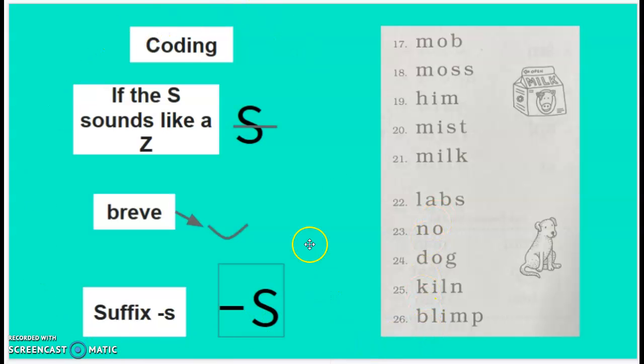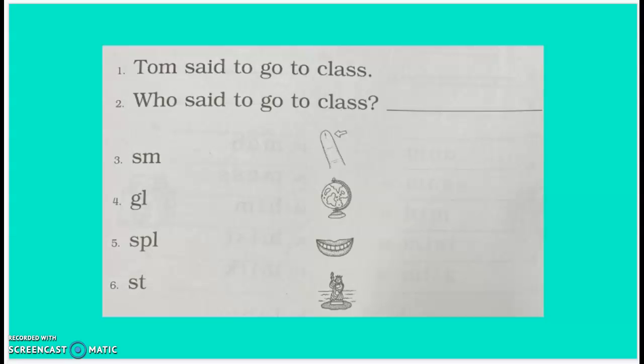I have included this coding guide over here to help you. Then flip your paper over to the back. Number 1 says, Tom said to go to class. Number 2 says, who said to go to class? Number 1 said, Tom said to go to class. Now answer the question, who said to go to class? And write your answer here.